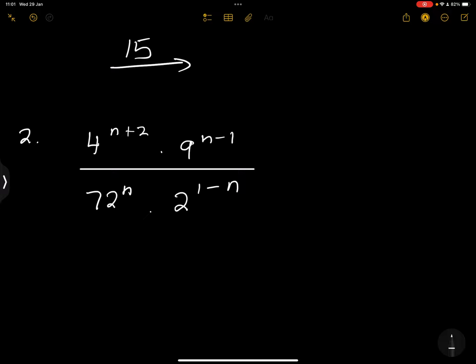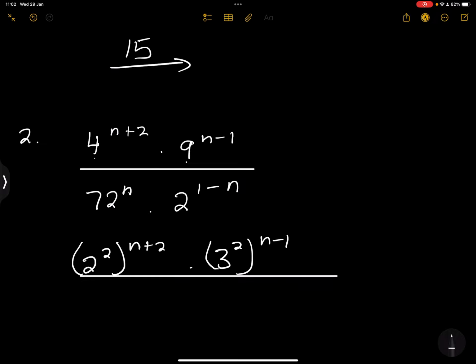I'm assuming that you have now paused and tried it on your own, and let's look at how we're going to do this together. So firstly, 4 is not a prime number, so I'm going to change that into a prime number first. So how do I change 4 into a prime number? That becomes 2 squared, raised to the exponent n plus 2. 9 is not a prime number, but it can simply be written as 3 squared, raised to the exponent n minus 1.